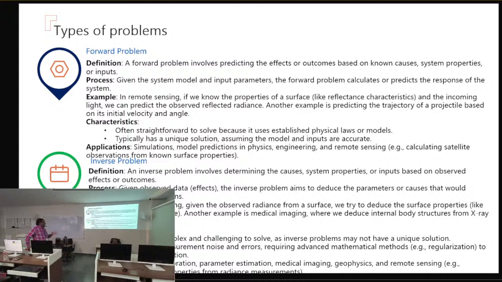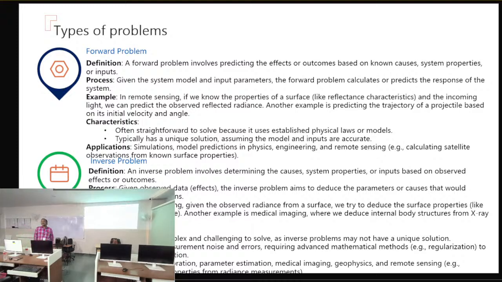In the case of the inverse problem, it involves determining the causes, system properties or inputs based on observed effects or outcomes. So based on the observed outputs, you will be determining the inputs which caused that outcome and also the system properties. Remote sensing is an inverse problem. There you have the signatures of the objects, based on which you determine the type of the object which has caused that reflection and the properties of that object.